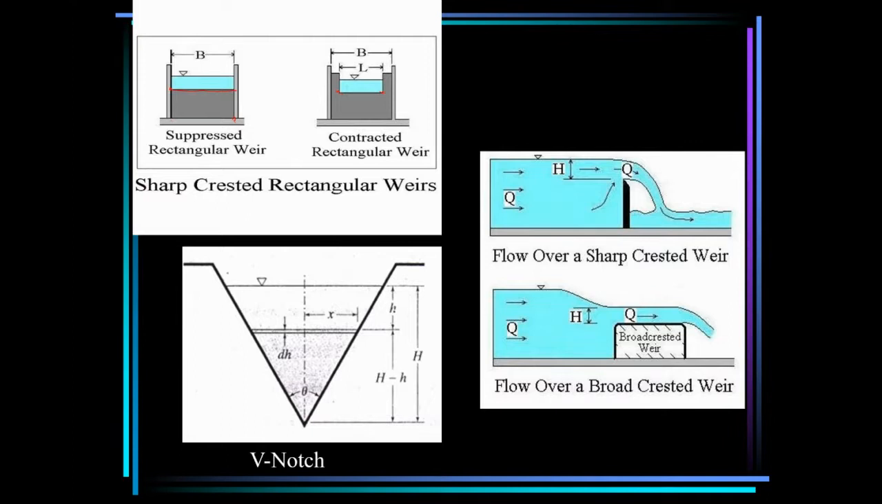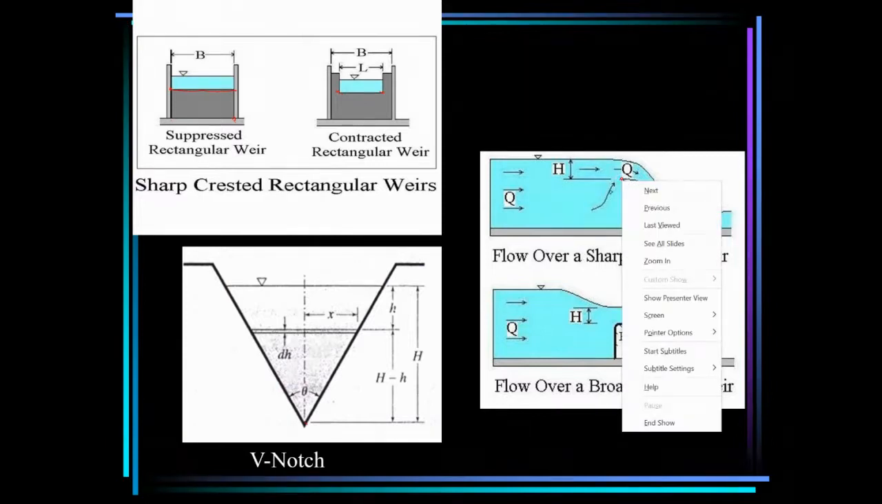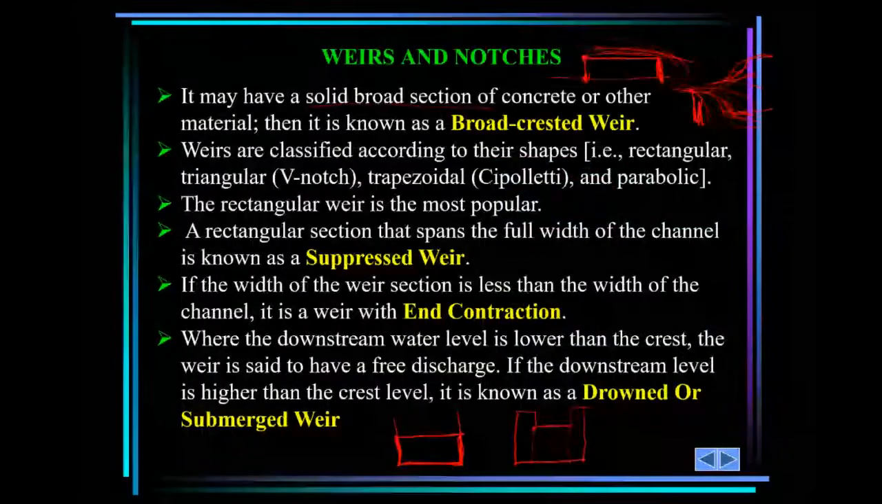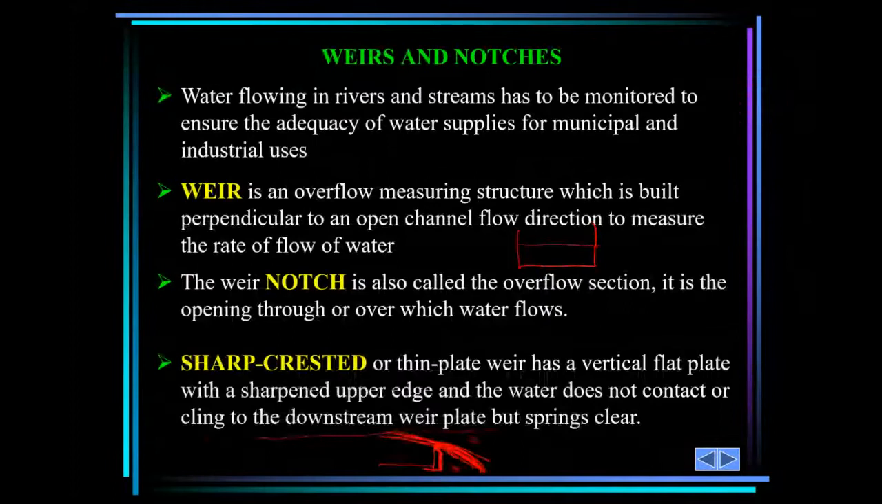And this is a V notch or triangular weir. You can see the water flowing. And then this is free flow over a sharp crested weir. You can see this is the weir, sharp crest, and it's not touching the downstream side.